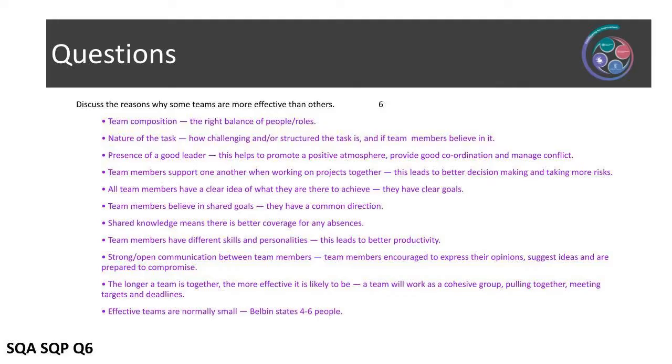Of course, the longer a team is together, the more effective it's likely to be because they will know how each other work. They become a cohesive group who can pull together, meeting targets and deadlines. And generally speaking, effective teams are normally small. If you think about the Belbin team principles, that would state somewhere between 4 and 6 people would be a really good size.